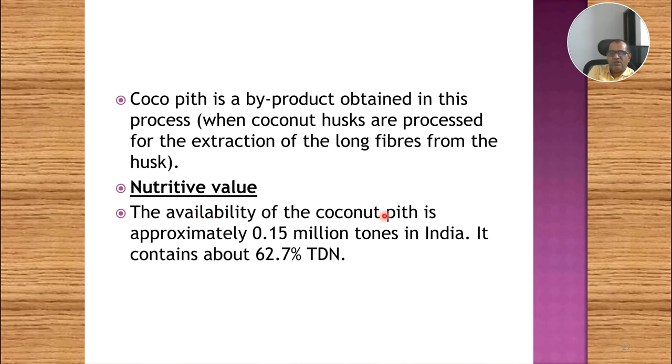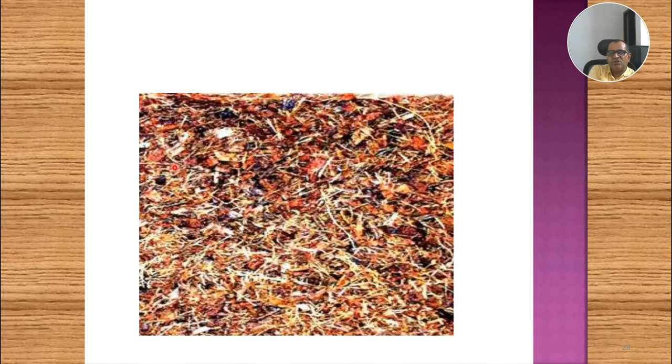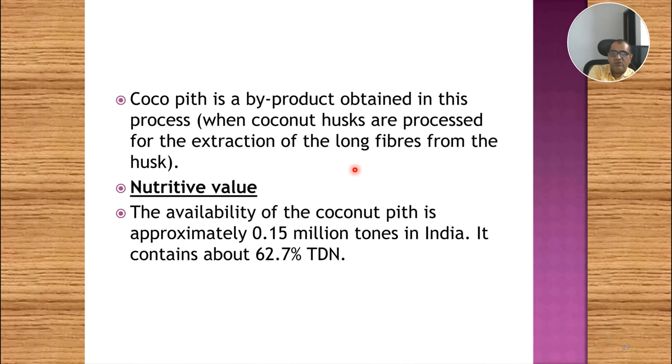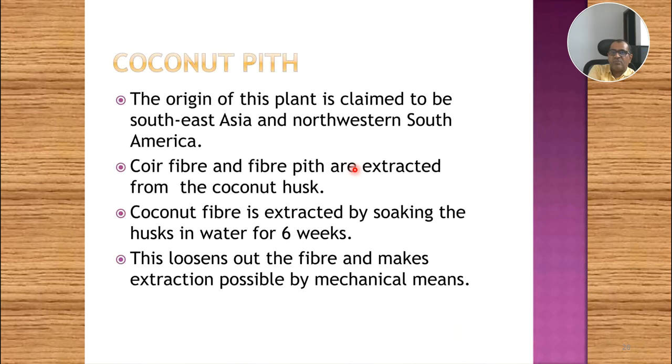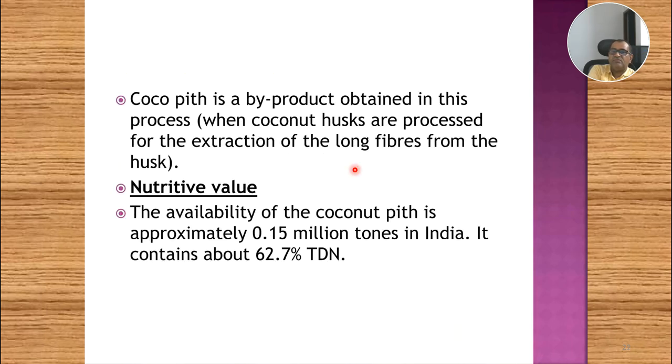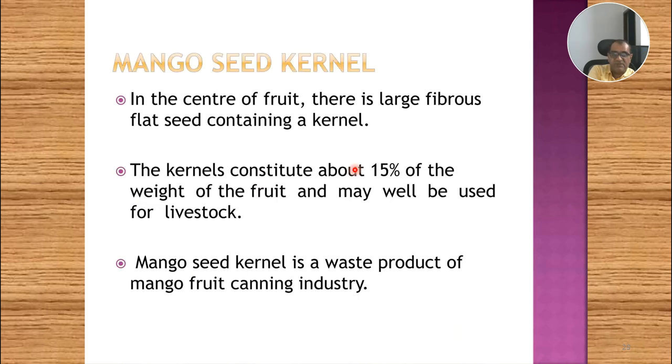So the availability of coconut pith is approximately 0.15 million tons in India. It contains about 62.7% total digestible nutrients. So this is the one which is about the coconut pith.